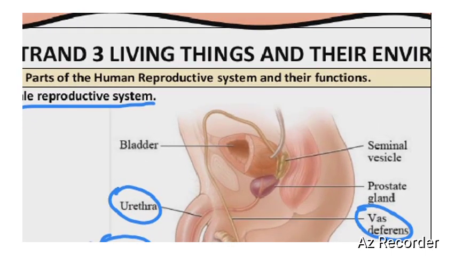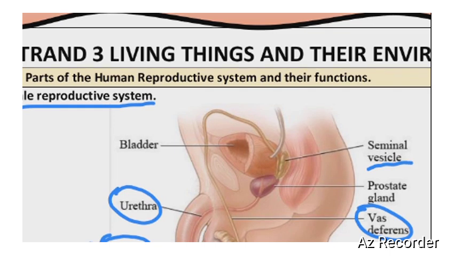So we have our first part as the seminal vesicle, which is part of the glands. Of course, we have the prostate gland as part of the glands, and as you can see, it is shown there. Then from there, we have what we call the vas deferens, which in simple terms is called the sperm duct. Instead of calling it vas deferens, you can also call it the sperm duct.